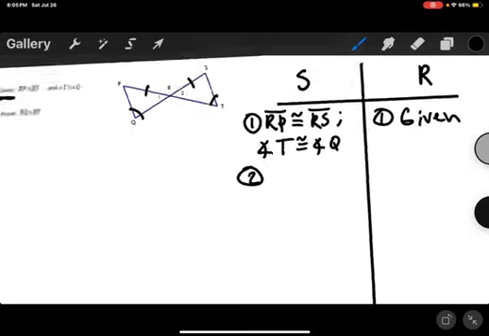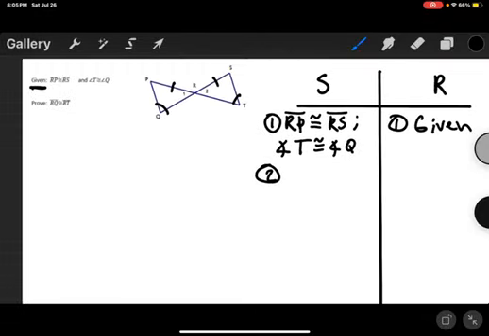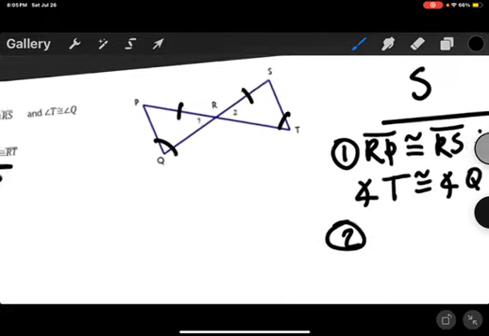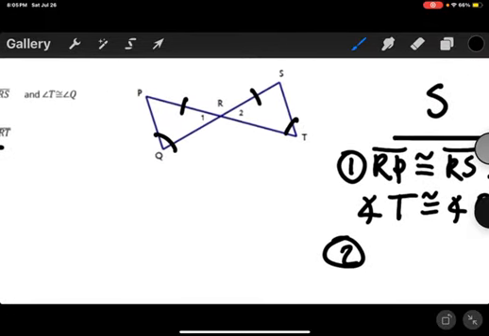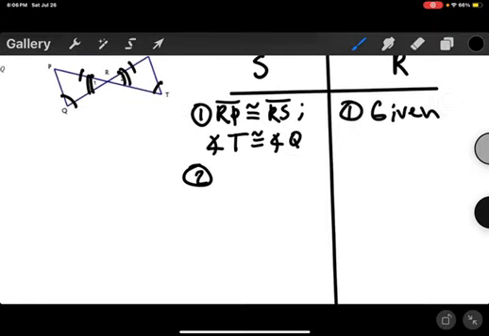Step 2. So we want to prove these two triangles to be congruent to each other so that we can show that corresponding parts of congruent triangles are congruent, which is what we're trying to prove up here. So what part can we show that could be congruent right now? Well, they do label an angle 1 and an angle 2. These angles are called vertical angles, and a rule in geometry is that vertical angles are congruent. So that is going to be our step 2.